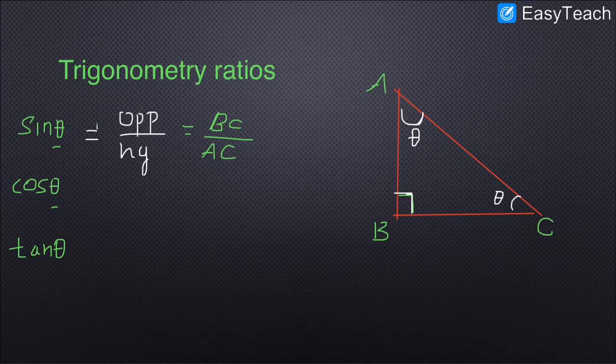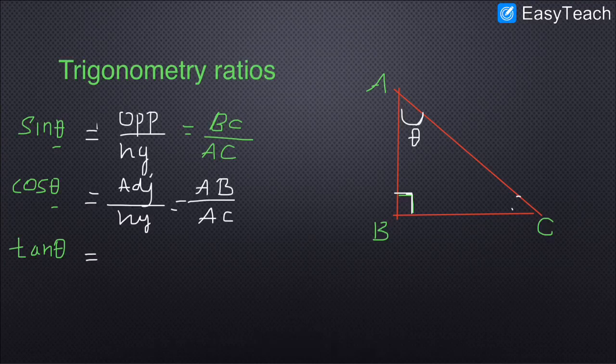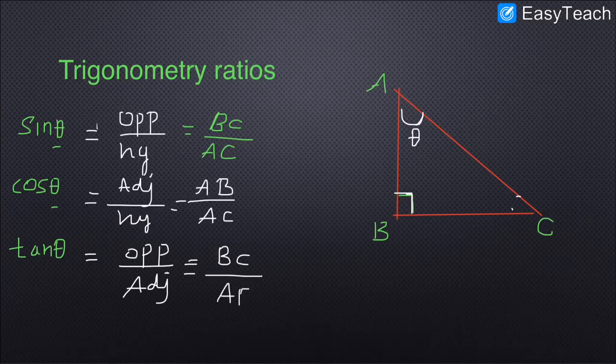So be careful with the theta. For cos theta equals adjacent by hypotenuse, which is AB by AC. For tan theta, we all know that sin theta by cos theta is tan theta. So opposite by hypotenuse divided by adjacent by hypotenuse, the hypotenuse in the denominators cancels out. The remaining is opposite by adjacent, which is BC by AB.